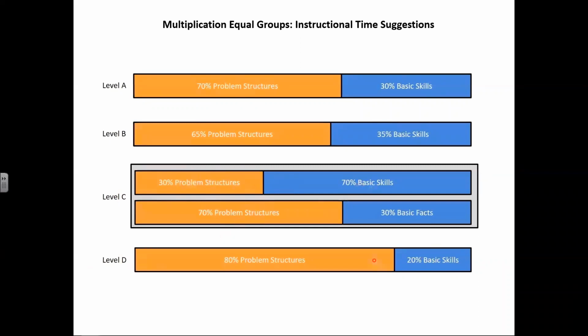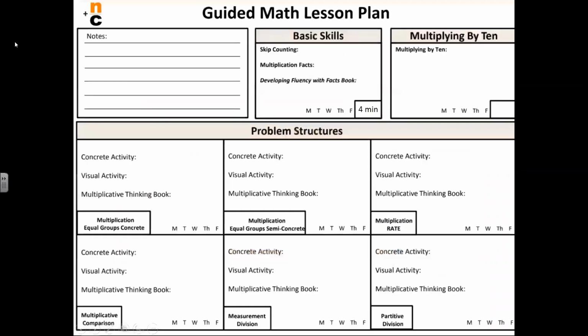And then finally, level D. Well, problem structures, they're already smart. Why would we be instructing on problem structures? Because we're working on that division connection, okay? So we want to teach them about the structure, the connection, the inverse relationship. And again, you're not going to spend a lot of time on facts because they already have the facts in place. So these are just suggested instructional times.